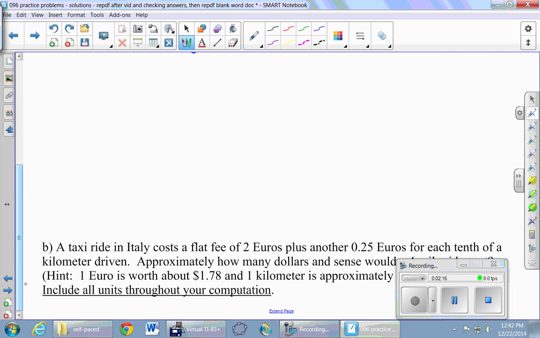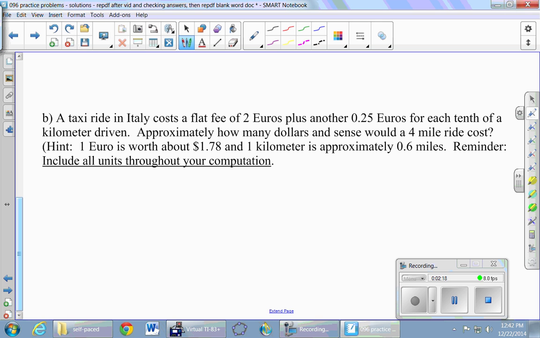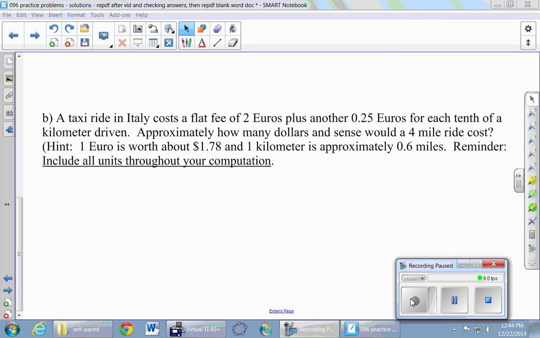Moving on to part B. A taxi ride in Italy costs a flat fee of 2 euros plus another 0.25 euros for each tenth of a kilometer driven. Approximately how many dollars and cents? Okay, that's just terrible. I don't know how I used the wrong word for cents here, but I'm crossing that off. It makes no sense why I would misspell that word. Approximately how many dollars and cents would a 4-mile ride cost? Hint: 1 euro is worth about $1.78 and 1 kilometer is approximately 0.6 miles. Reminder, include units throughout your computation.